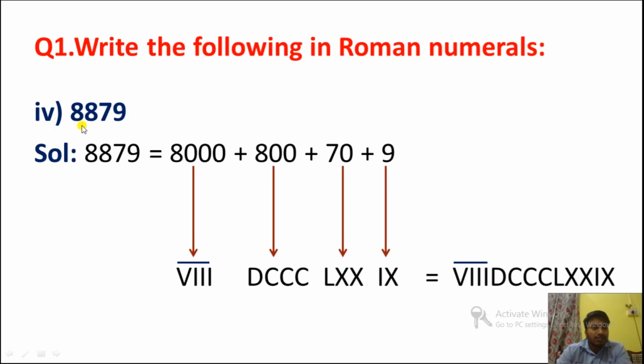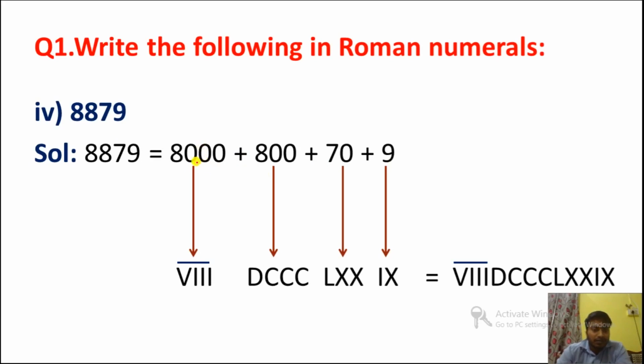We have 8879. As I told you in the last class, first you have to write this in expanded form. So this will be 8000 plus 800 plus 70 plus 9. Now we have to write numerals for each number. First we will write for 8000.